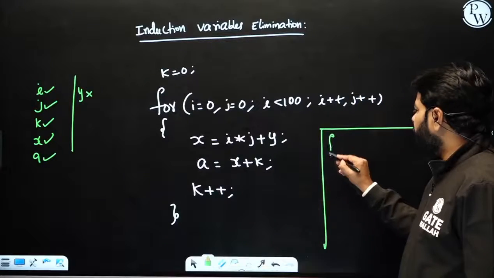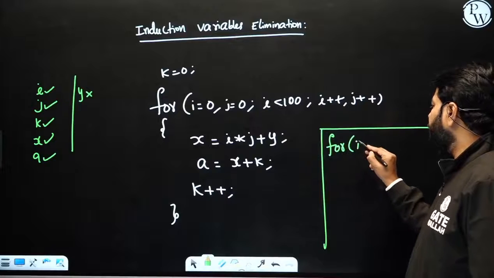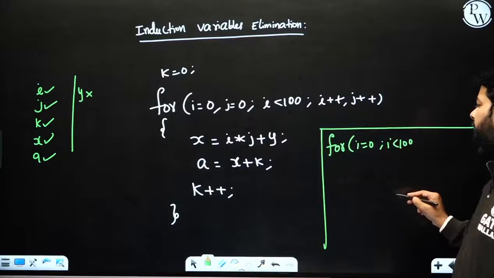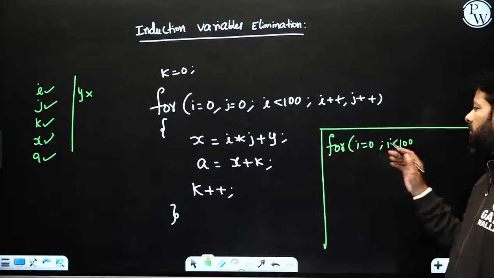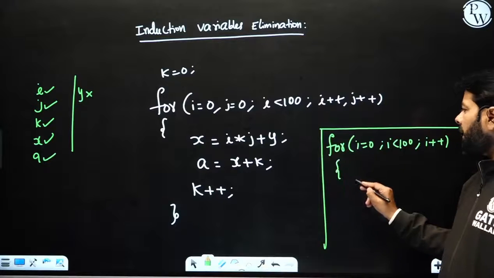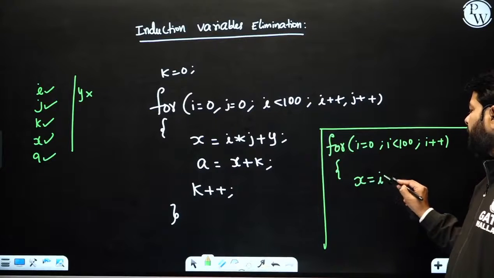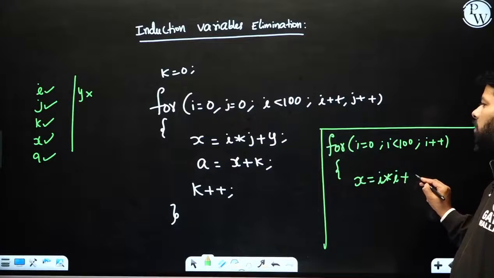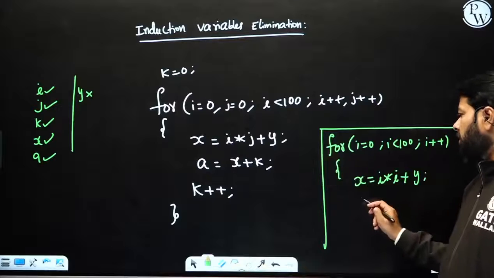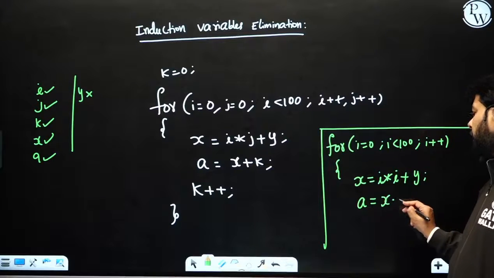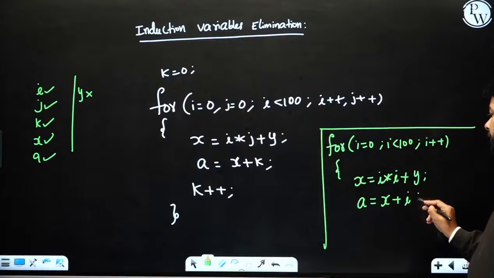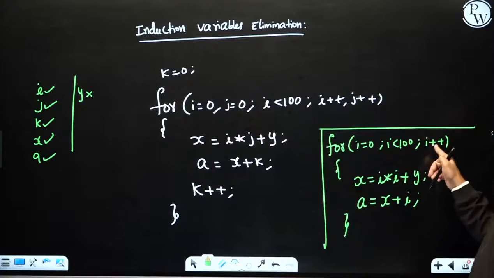See, I'll just write for i is equal to 0, i less than 100. Every time the value starts from 0, that's different. i increment. Now what I do is x is equal to i multiplied with i plus y, y is not changing anywhere, it's just constant, assuming in this loop. a is equal to x. In place of k, can I use i or j? Yes. So I'm using only i. Now k plus plus is not required, I'm already incrementing it.